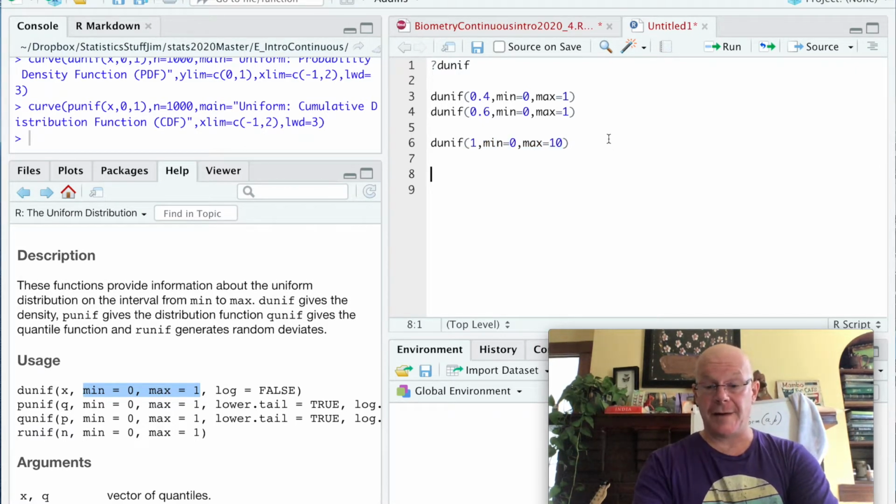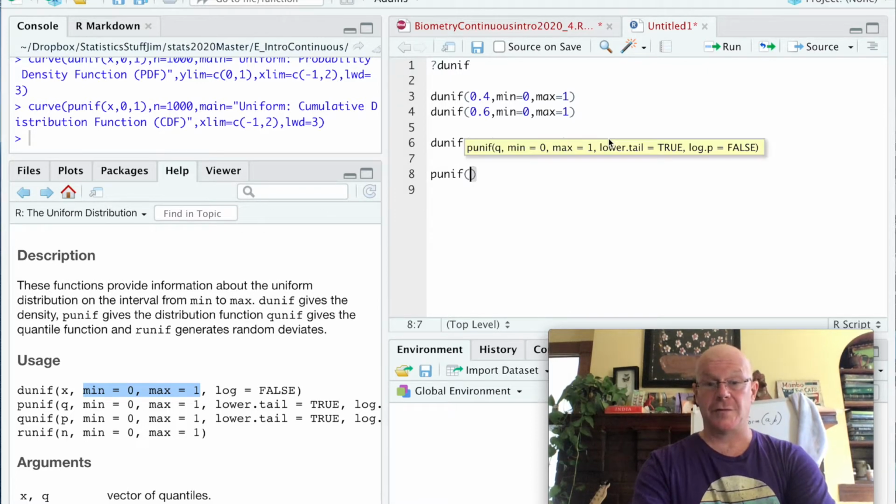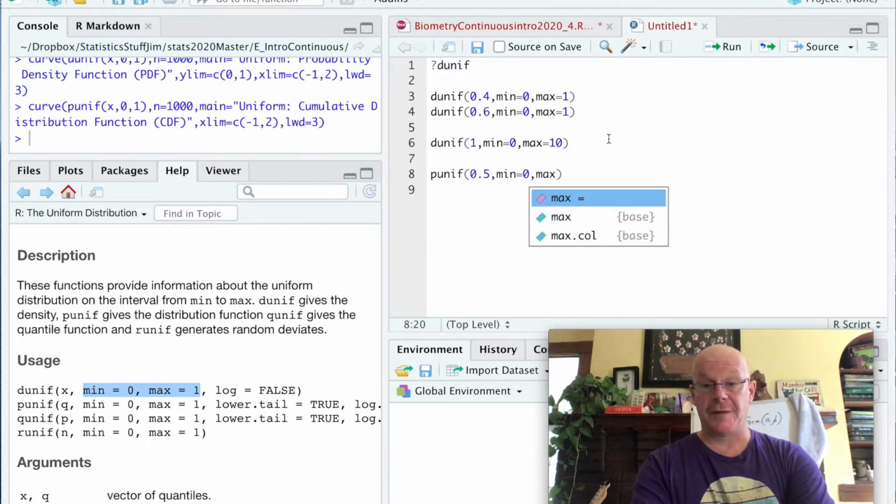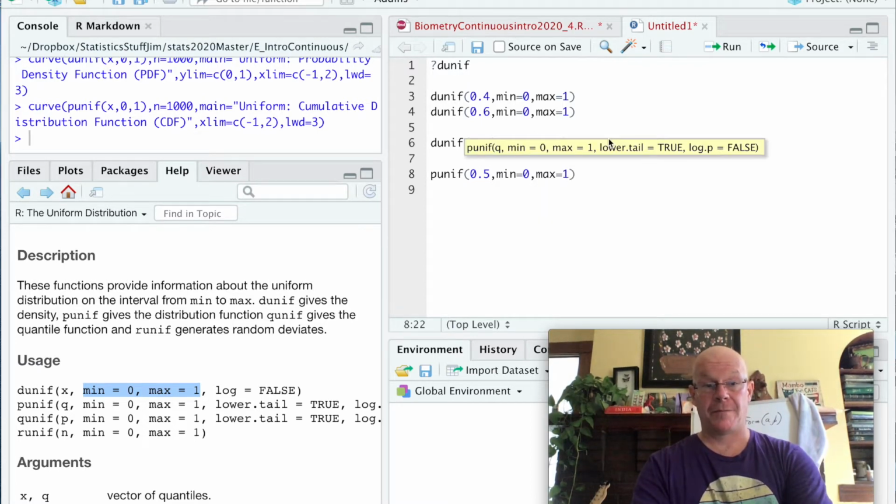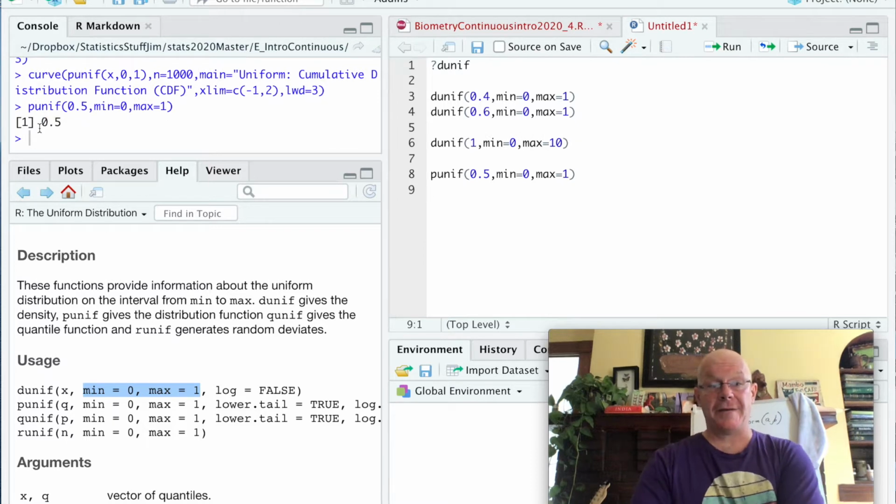I'm going to say punif. That's the function we'll use. The quantile that I'm interested in is 0.5. Then the minimum is equal to 0, and the maximum is equal to 1. And that is 0.5. So 50% of the time, we expect that value to be 0.5 or less.